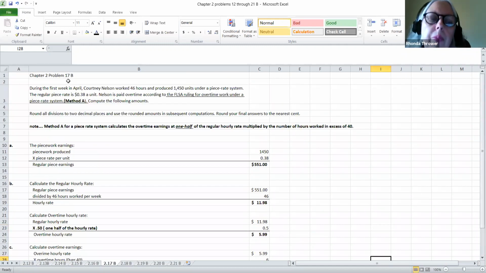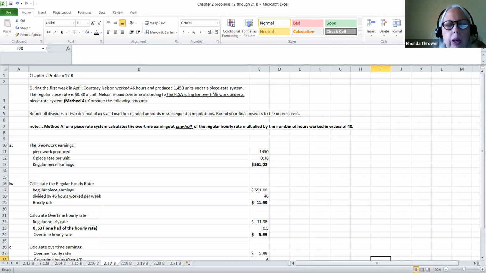Chapter 2, problem 17b. In chapter 2, we're learning how to calculate salaries and how to calculate overtime. In this problem, it says during the first week in April, Courtney Nelson worked 46 hours and produced 1,450 units under a piece rate system.